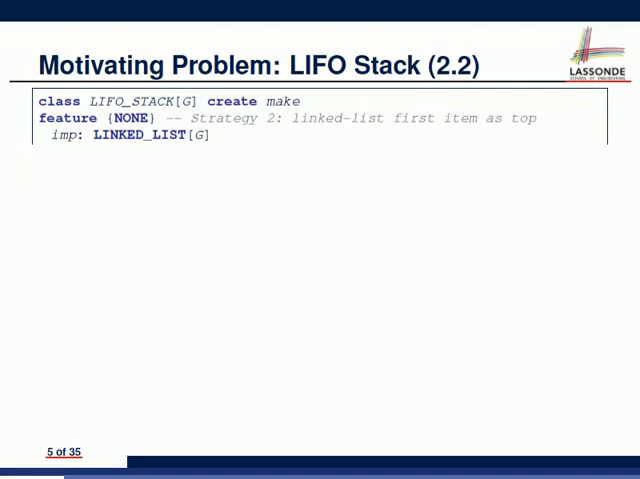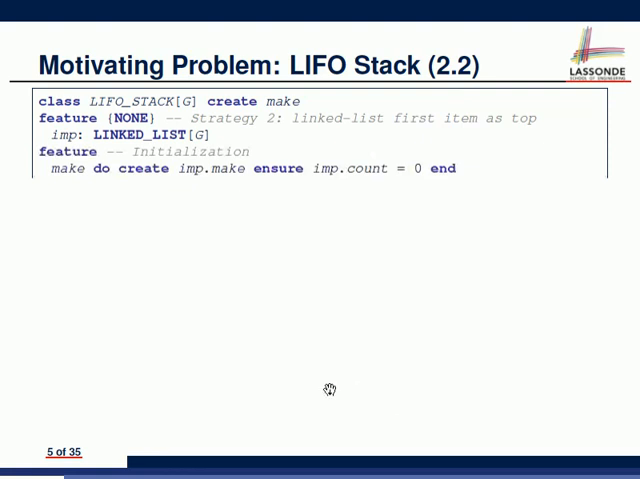Now, let's say strategy number 2. Number 2, we are trying to use a linked list, and the first element will be the top. So kind of the opposite of the array. Now, let's see this. Again, rather than imp.makeEmpty, we'll say make. That's a small issue. And then imp.count is equal to 0.